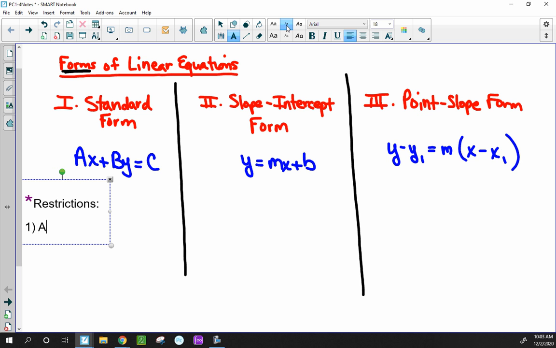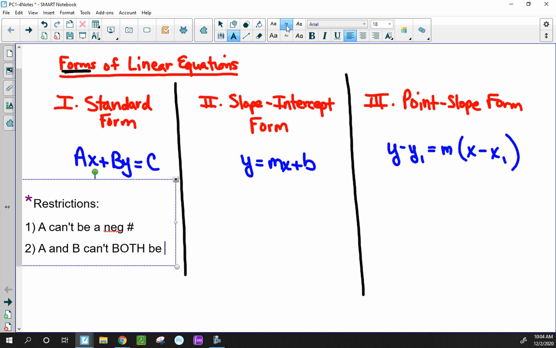Number one, A cannot be a negative number. So when you give an answer in standard form, these are the things you're going to try to avoid. A cannot be a negative number. A and B can't both be 0. Because if they both were 0 and the coefficients were 0, then there would not be a variable left in the equation.